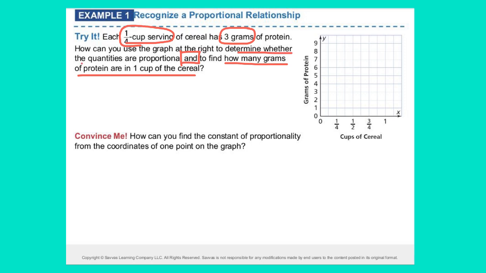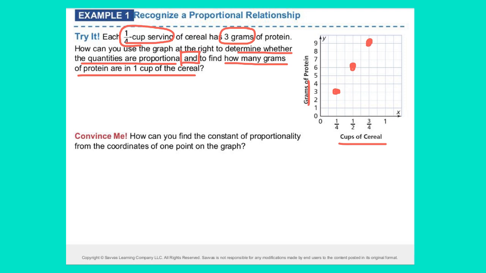All right, so we have to do 2 things. First, we have to figure out whether it's proportional, and then we have to figure out how many grams. So let's start with just our basic data. 1/4 of a cup, 3 grams. So find 1/4 of a cup and 3 grams and put a dot. If we added another 1/4, we'd be up to 1/2 and 3 more grams, or 6.